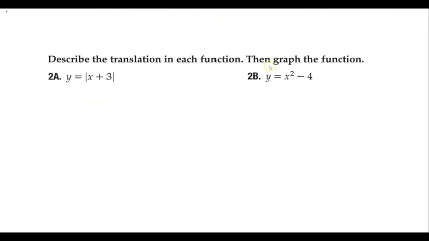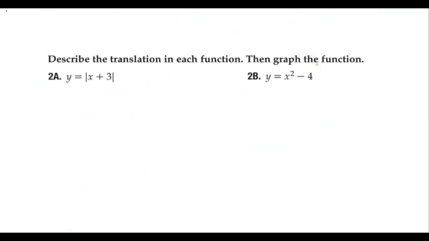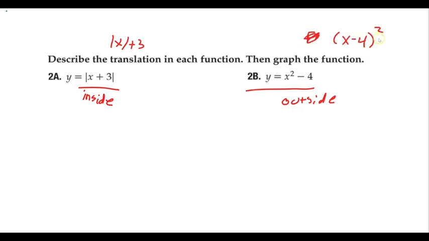Describe the translation instruction and graph the function. The first step is actually always identify what's on the inside and what's on the outside. Because if you do that, then we can follow inside x opposite, outside y follow. Look at these things. This one right here, that's the inside. That's inside the function. If it was like this, that would be outside the function. On this one, that's outside the x squared. The inside version would be something like this. That would be on the inside. Notice how it's inside the parentheses. Wherever there's parentheses, if it's inside the parentheses, inside.